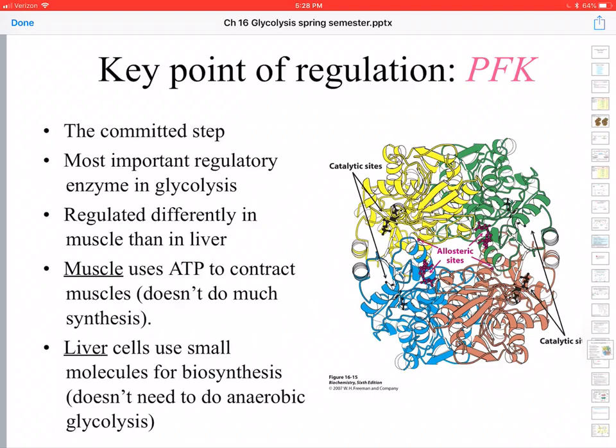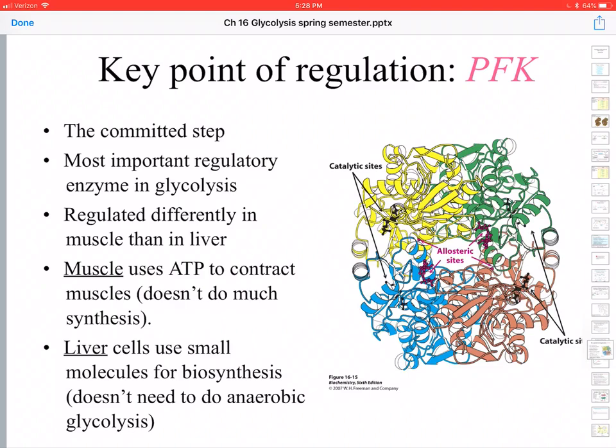Key point of regulation, PFK. This is the committed step. It's the most important regulatory enzyme of glycolysis. It's regulated differently in muscle than in liver. So this chapter is going to compare and contrast the regulation of glycolysis in muscle cells and in liver cells. So we need to think about what muscle cells do and what liver cells do.